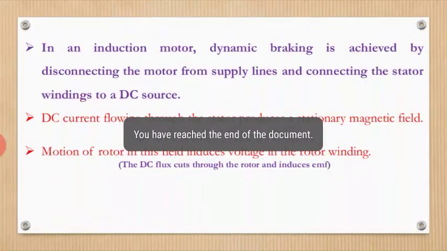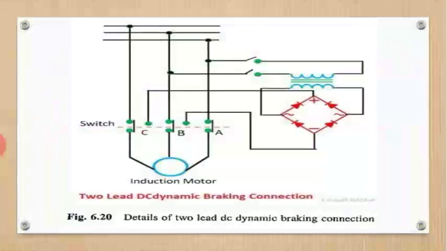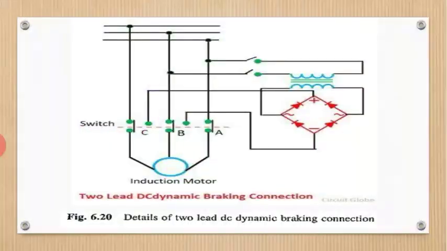Now I conclude this. DC dynamic braking is obtained by disconnecting the supply and connecting the DC supply. The DC current flowing through the stator produces a stationary magnetic field. Then the DC flux cuts through the rotor and induces the EMF. Hence the current in the rotor, after interaction with the DC flux, produces a retarding torque on the rotor. Then the generated energy is dissipated in the rotor circuit resistance, thus giving the dynamic braking of the induction motor.